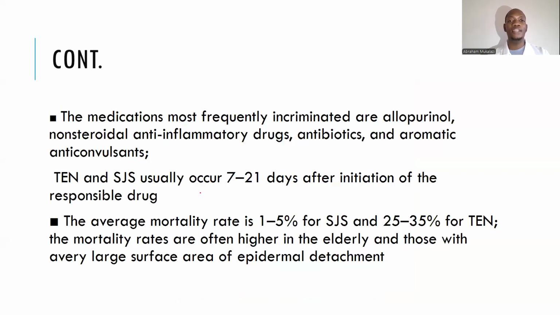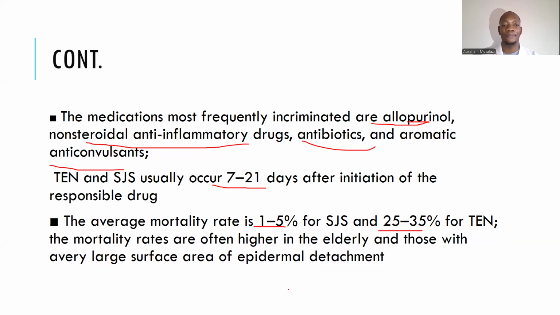The medications that have been incriminated in this very severe drug reaction include haloperidol. We also have the NSAIDs and antibiotics, as well as the aromatic anticonvulsants. TEN and SJS usually occur about 7 to 21 days after you give the responsible drug. The mortality rate for SJS may be low, 1 to 5%, but if it is TEN, it can be as high as 35%, depending on the economy of your country.